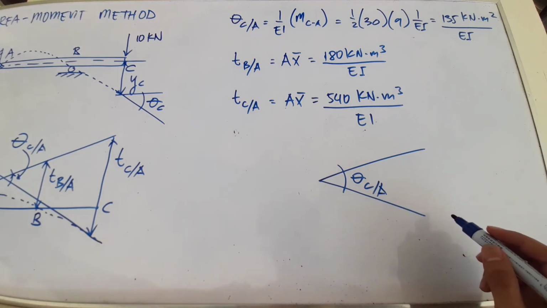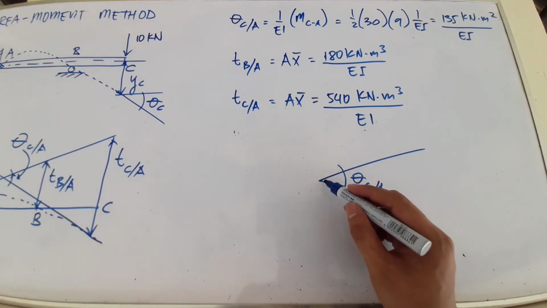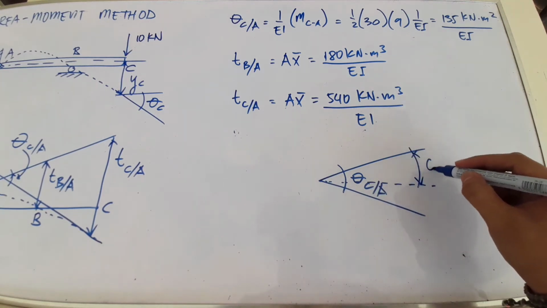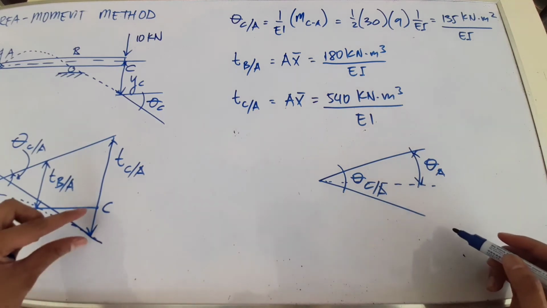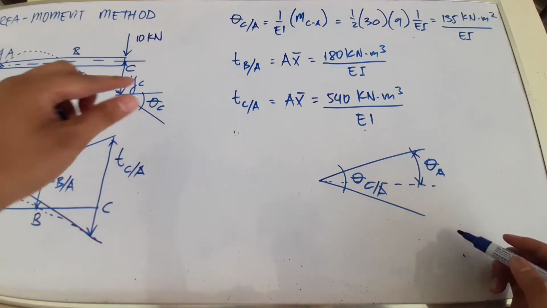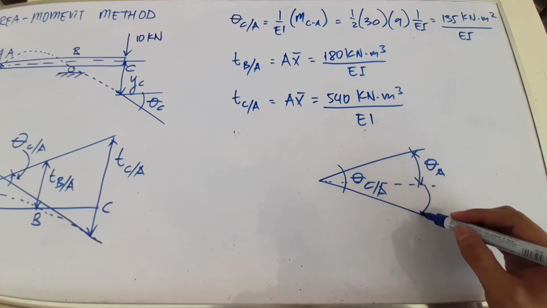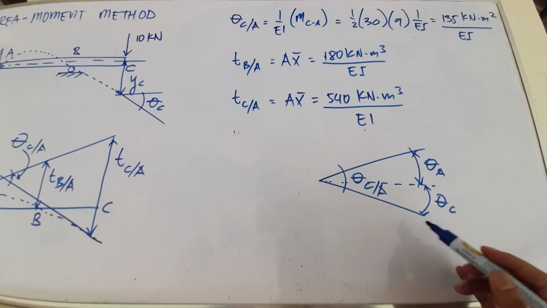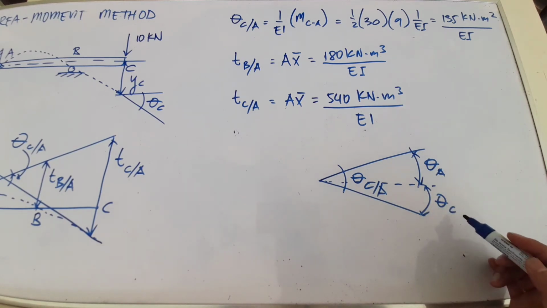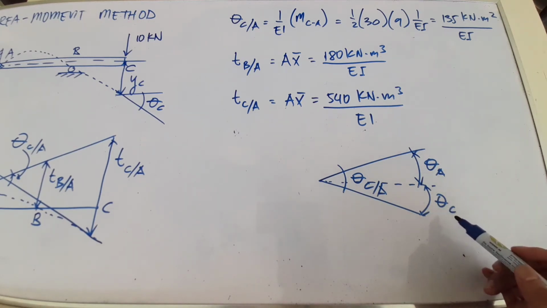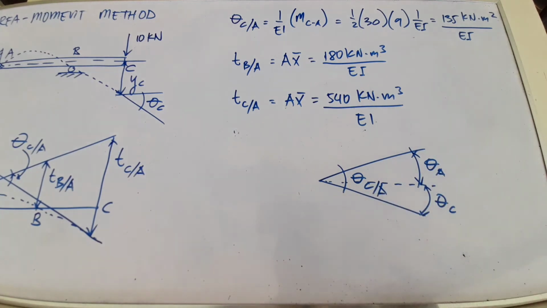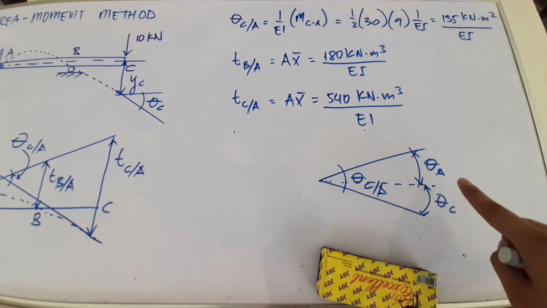Kung mapapansin nyo rin, yung angle natin na A is actually based on the horizontal. This is theta A. Ito na mga theta C natin is also based from the horizontal, which is ito. This is theta C. So, para ma-solve natin yung theta C, which is the required for the problem, sasubtract lang natin yung slope A from your slope C to tangent A. So, kukompute muna natin yung theta A.